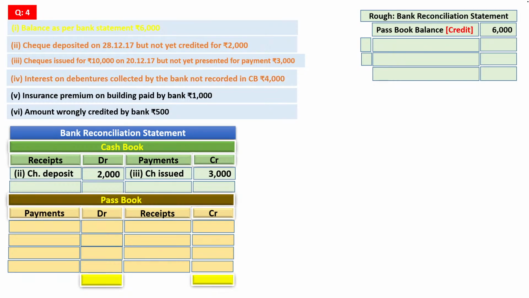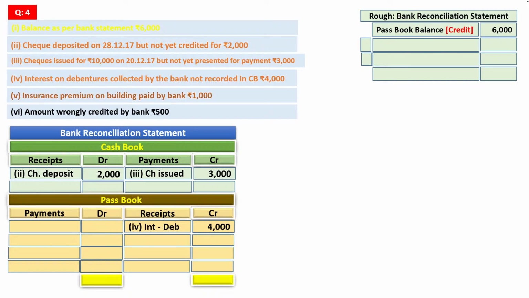And next one being interest on debentures collected by the banker. Okay, we might have invested in debentures, and the debenture fetched me interest, which would have been credited in my passbook without my knowledge, so I have not recorded it in my cash book. So interest on debentures, credit side 4,000 rupees.